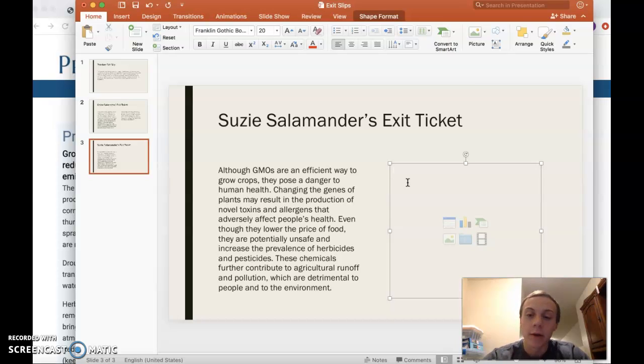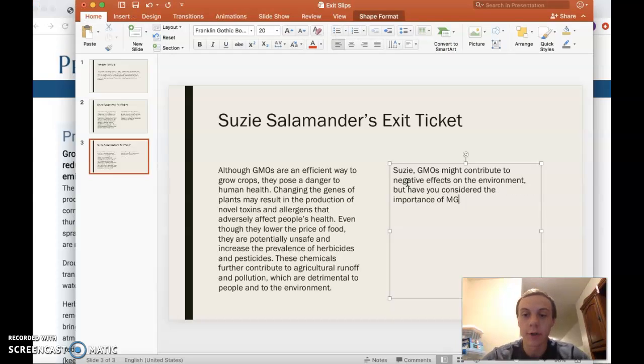So maybe we would say, Suzie, GMOs might contribute to negative effects on the environment, but have you considered the importance of GMOs to ending world hunger? And again, this is very short, very brief, but it's just a way to engage in a little bit of conversation.